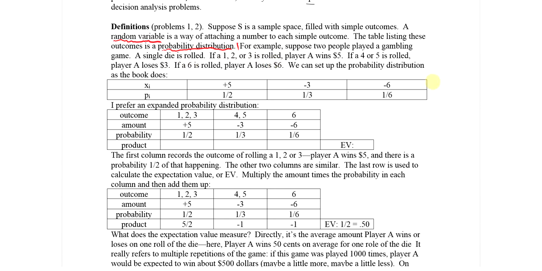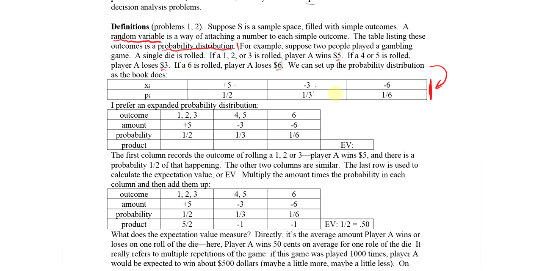So, the probability distribution is this. The x_i's are the numbers attached to the outcomes, so in this example, they're the winnings or losings. You could win $5, that's the plus 5. You could lose $3, that's the minus 3. Or you could lose $6, that's the minus 6. The p_i's are the probabilities. Rolling a 1, 2, or 3, the probability is a half. Rolling a 4 or 5, the probability is 1/3. Rolling a 6, the probability is 1/6. So, possible outcomes and probabilities.